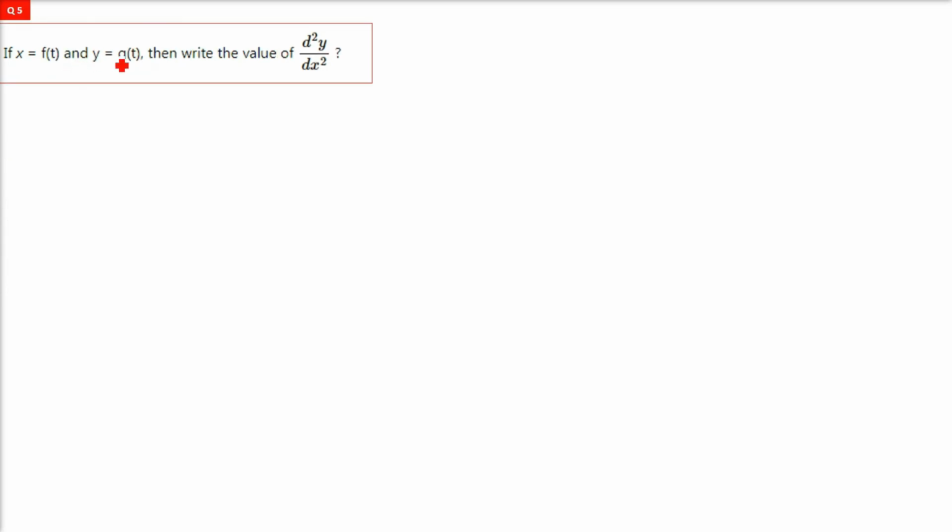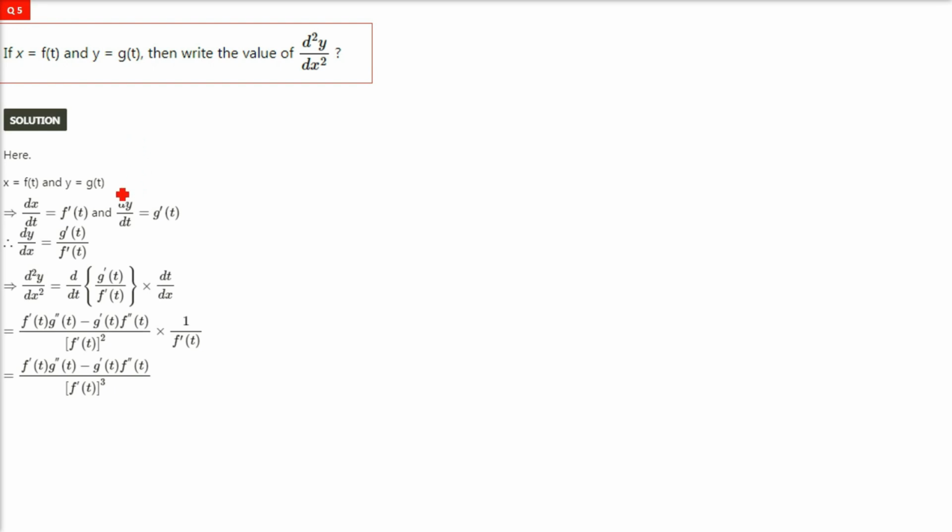X is equal to ft, y is equal to gt. And these are just functions. So the proof and the different theorems we have done, you just have to do it like that. There is no constant, etc. d2y by dx2 you have to find out. So x is equal to ft, y is equal to gt.